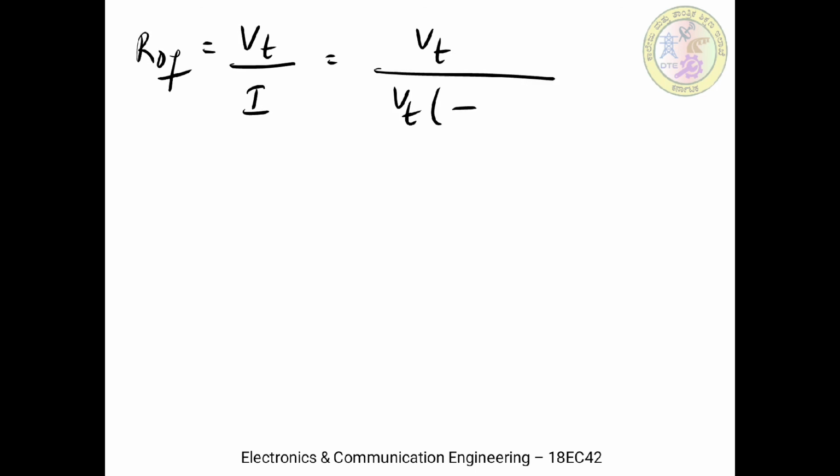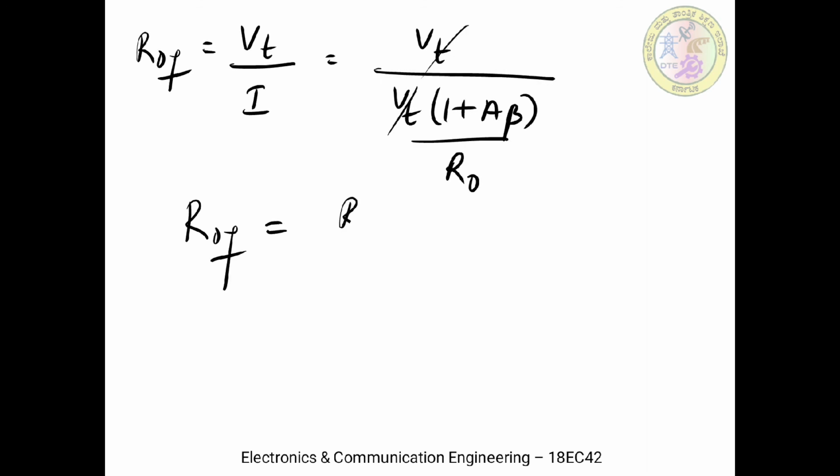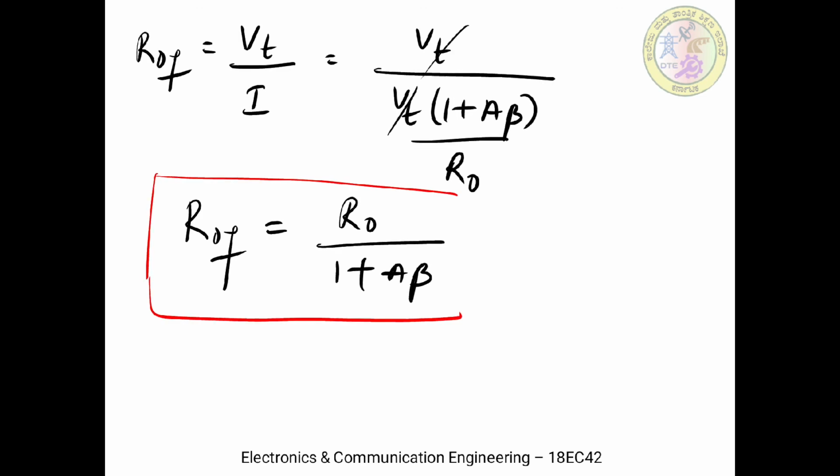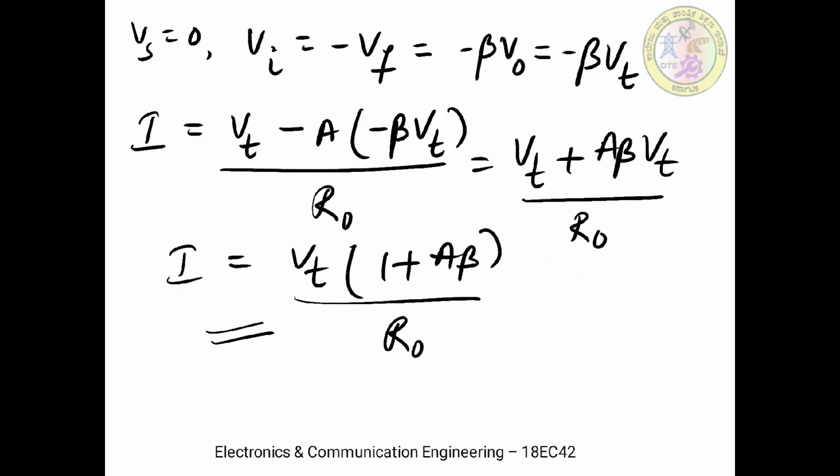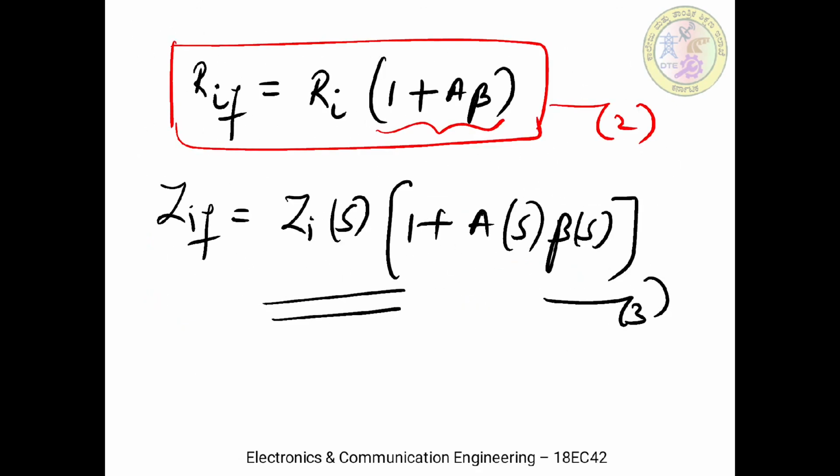So ROF will be equal to Vt divided by I, since its equation is Vt by I. It is now equal to Vt divided by I, and I is Vt into 1 plus A beta by R naught. On simplification, Vt gets cancelled, so we get R naught divided by 1 plus A beta. This is one of the important relations in the case of series shunt feedback. We will call this equation 4.